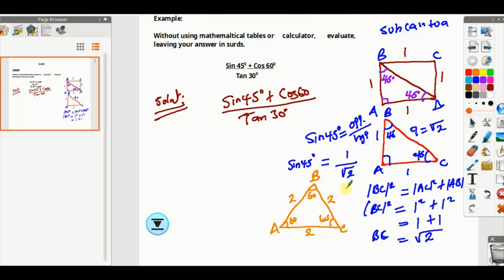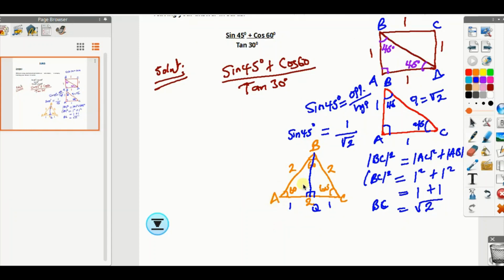Now, let's draw a perpendicular line from B to bisect AC. This line from B cuts line AC to divide it into 2 equal parts. Then this side will be 1, here will be 1. Right. So from here, we can call this point Q. Now let's bring out our angle ABQ.